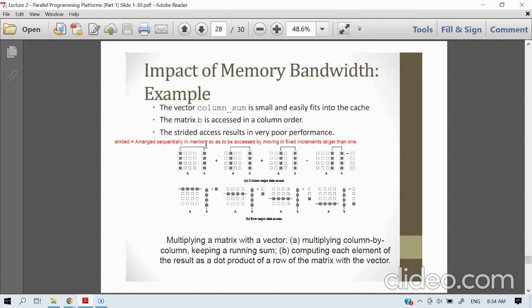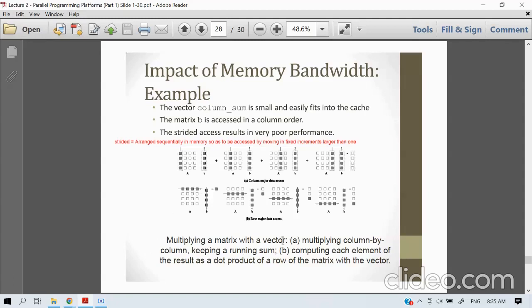So the vector column sum is actually small and easily fits into the cache. The matrix B is accessed in column order. So where is B here? It can be accessed in column order. The strided access results in very poor performance. So what is meant by strided? It is data arranged sequentially in memory so as to be accessed by moving in fixed increments larger than 1.